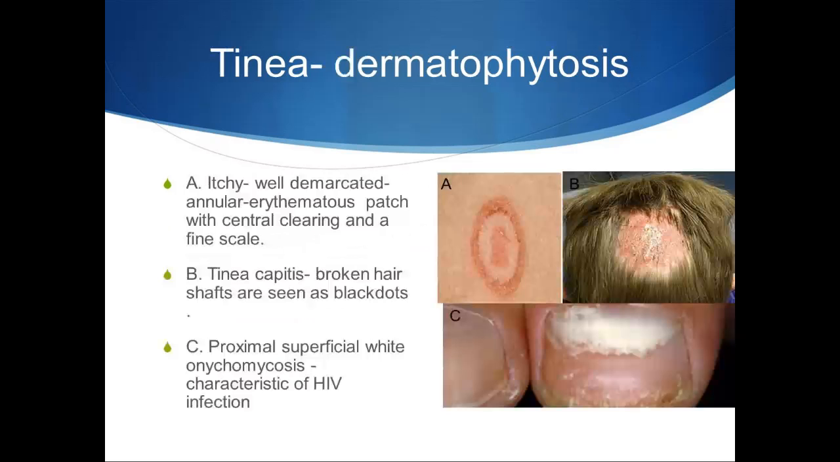The tinea, as you can see in picture A, consists of a well-demarcated annular erythematous patch with central clearing and a fine scale. In picture B, you can see the tinea capitis, this patch of alopecia with these black dots which are characteristic of the broken hair shafts. And in C, you see the proximal subungual white onychomycosis, which is very characteristic of an HIV infection.